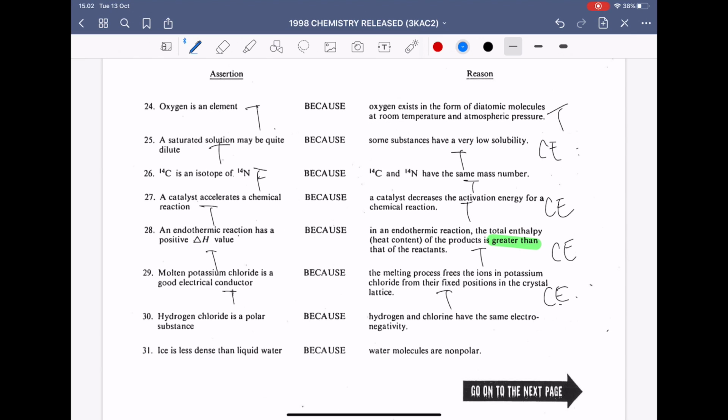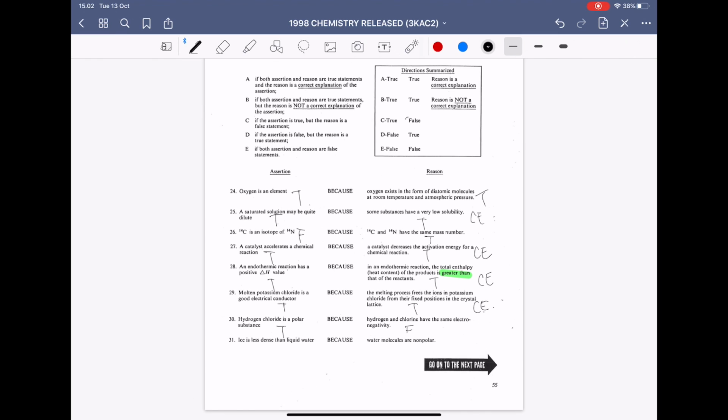Number 30. Hydrogen chloride is a polar substance. That's true. Oops, I should use black. Because hydrogen and chloride have the same electronegativity. Now that's definitely false. And that is because HCl, or hydrogen chloride, kind of looks like this. So hydrogen chloride is definitely a polar substance because the electronegativity for chlorine is much higher.